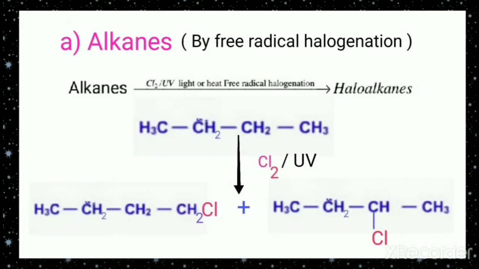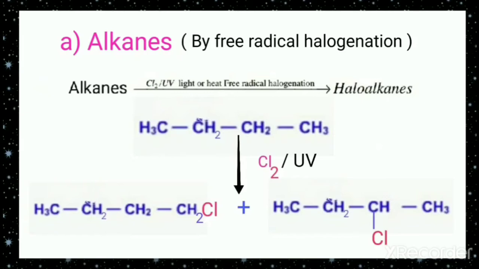It takes place in the presence of UV light. That means alkanes when reacted with chlorine in the presence of UV light give rise to haloalkanes. This reaction gives a mixture of mono, di or polysubstituted haloalkanes, which is quite difficult to separate into pure components. In this equation you can see that one of the hydrogen atoms is replaced by Cl.